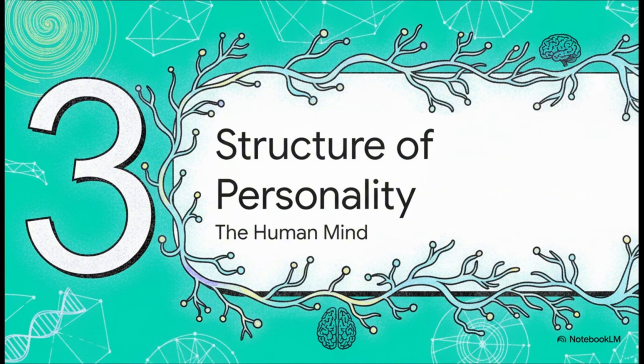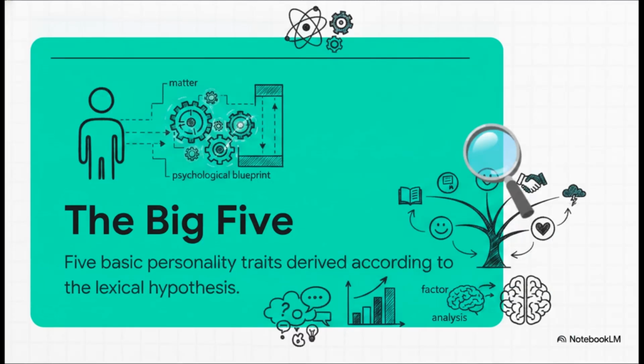All right, let's zoom out from basic biology to the complex human mind. Section 3. The structure of personality. Just as matter has physical properties, human personality actually has a psychological blueprint. The most widely supported model for this is the Big Five, derived using factor analysis and the lexical hypothesis, which essentially just looks at how we use everyday language to describe people. This model proposes a hierarchy of human psychological characteristics divided into 5 massive domains.